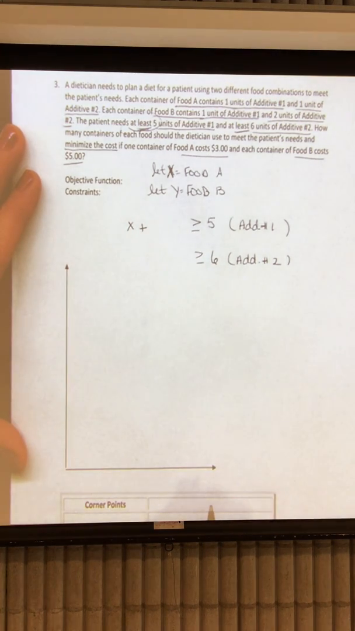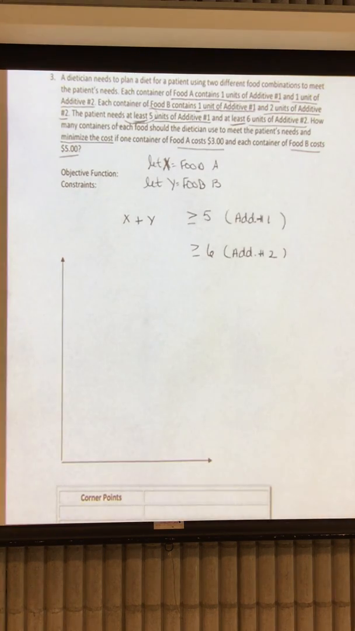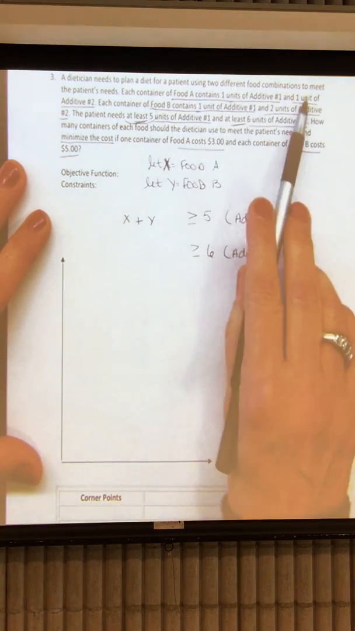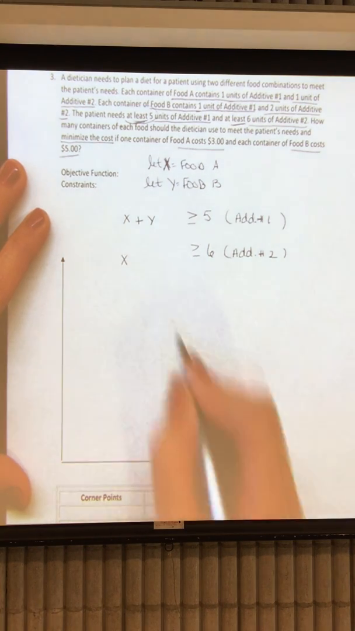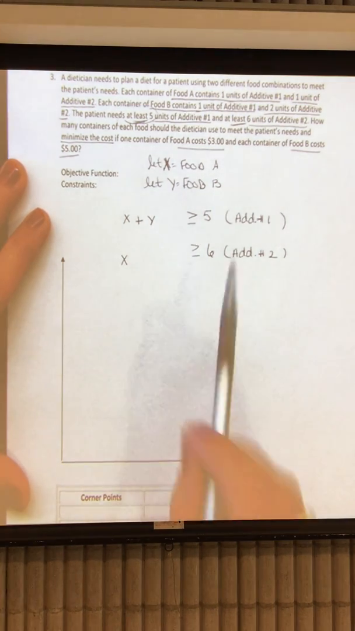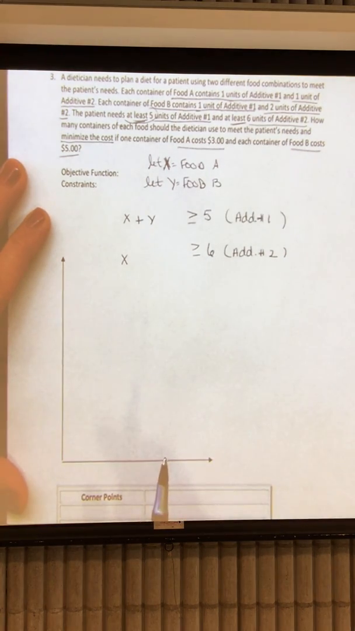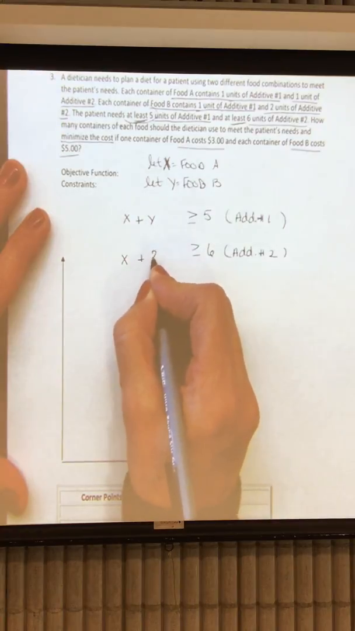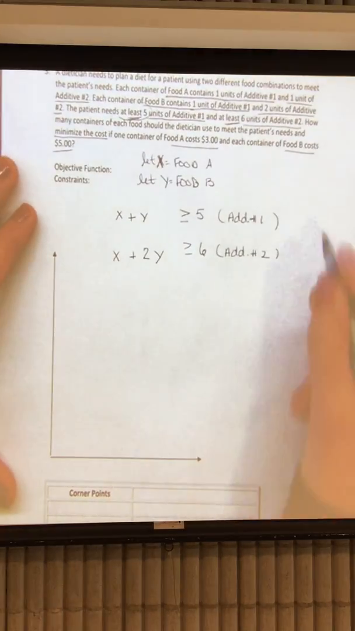and food B is the same, 1 unit of additive 1, so plus 1y. And then for additive 2, food A contains 1 of additive 2, so we have 1x. And then B contains 2 units of additive 2, so we have plus 2y. So here we have our 2 inequalities.